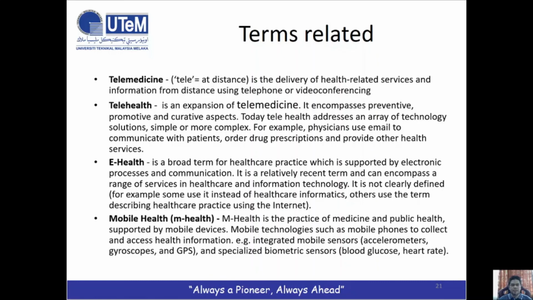So that means one hospital implements a digital flow, where everything flows electronically. Mobile health means the healthcare information system application runs on mobile devices, such as phones, tablets, and so on.